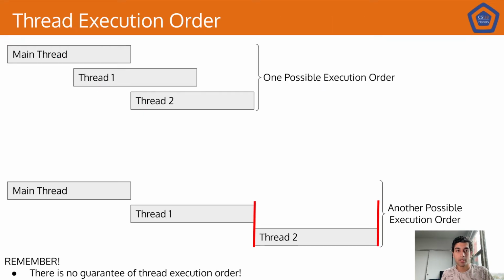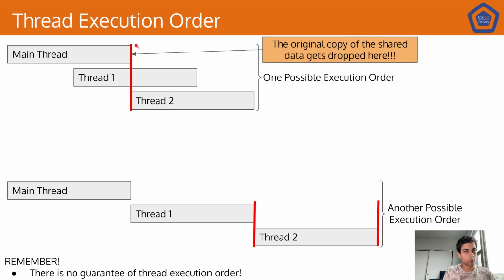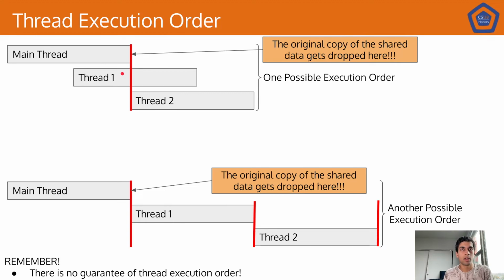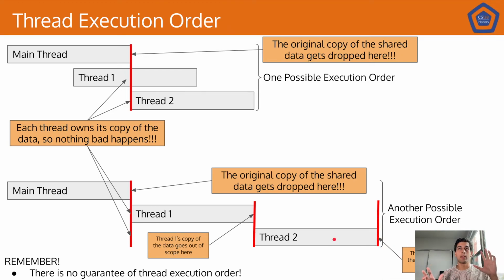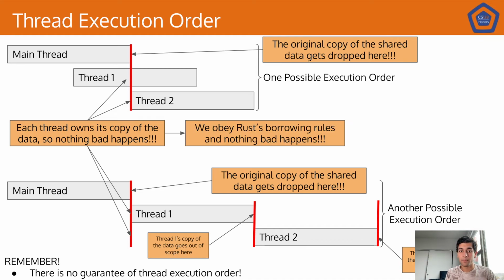So going back to this thread execution order, the original data gets dropped at the end of the main thread, but thread 1 owns a deep copy. It owns its own piece of data. So thread 1 can continue on. It'll continue working because it has its own piece of data. We do not violate any memory rules. Nothing bad happens. And then thread 1's copy of the data goes out of scope when thread 1 finishes. Thread 2's copy goes out of scope when thread 2 finishes. Each copy of data is independent, so we're not causing any memory issues. We're not creating any invalid pointers, any invalid references, whatever the case may be. So we obey Rust's borrowing rules, and nothing bad happens.